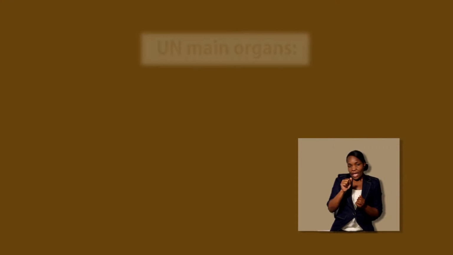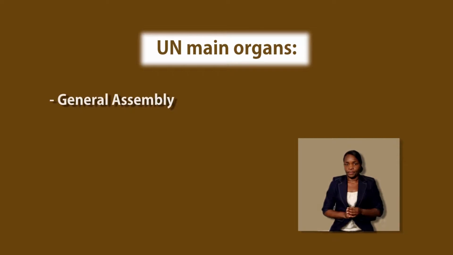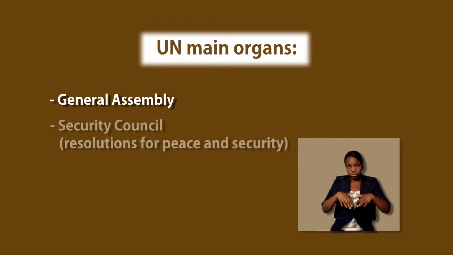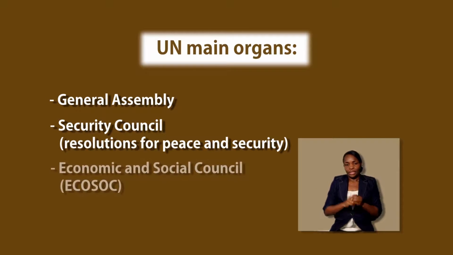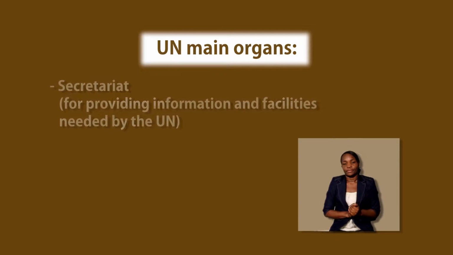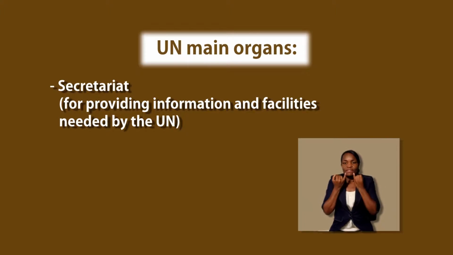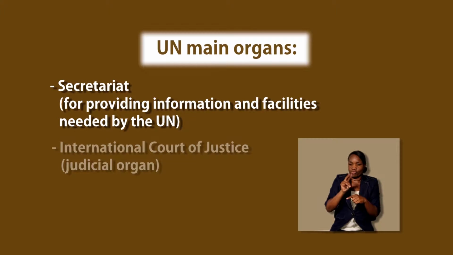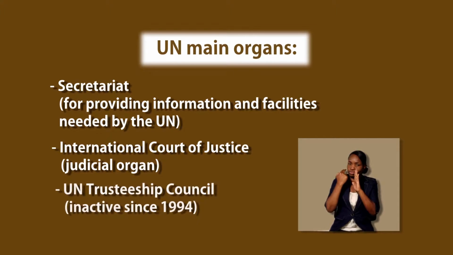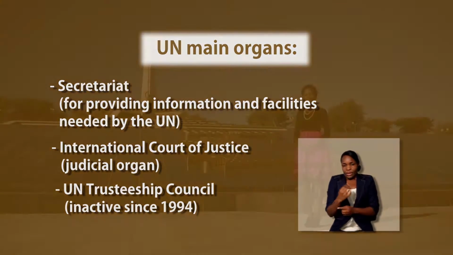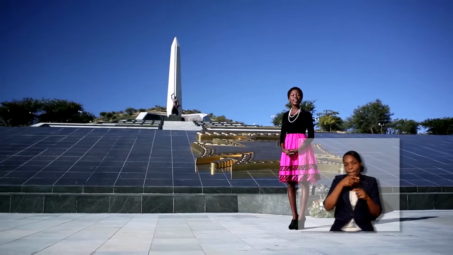The UN has 6 primary organs. They are the General Assembly at the top of the organization, the Security Council for deciding resolutions for peace and security, the Economic and Social Council, ECOSOC, for promoting international economic and social cooperation and development, the Secretariat for providing information and facilities needed by the UN, the International Court of Justice, which is the primary judicial organ, the United Nations Trusteeship Council, which has been inactive since 1994. These are the main organs in the management of the UN system.